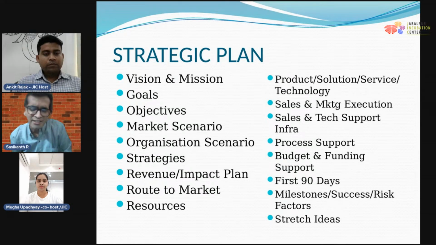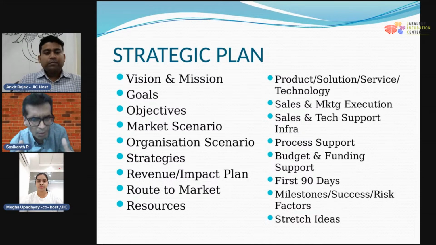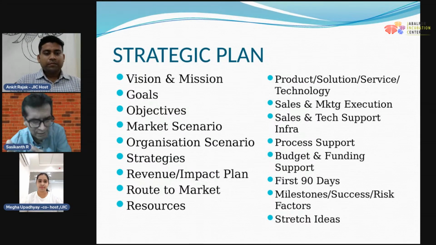When we are doing a strategic plan, we must be very clear what the environment is about. That is the scenario outside the company. When I say market scenario, it includes the potential customers, the competitors, the industry, the governing bodies, the regulatory bodies, the central government and state government policies, etc. So that is what I summarize as market scenario.